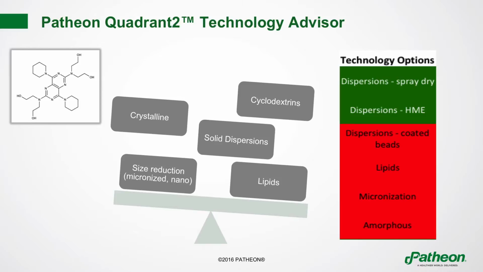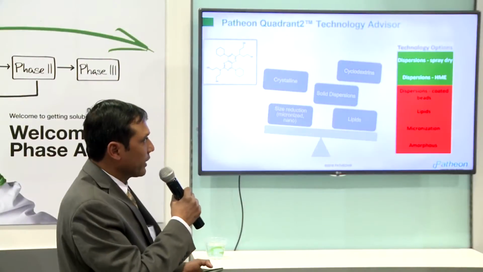The output of the technology selection tool is a rational way to select which technology has a good probability of working. For example, for this molecule, dipyridamole, the technology selection tool is predicting that spray drying and hot melt extruded amorphous dispersions have a good probability of working.